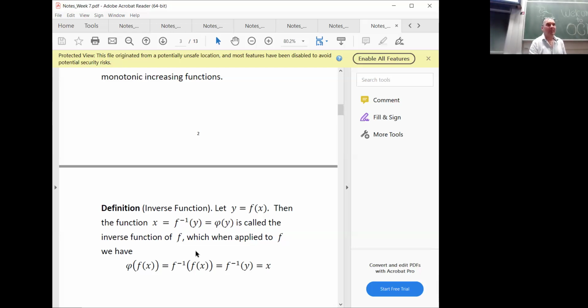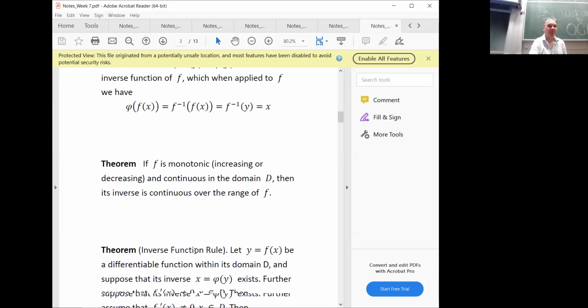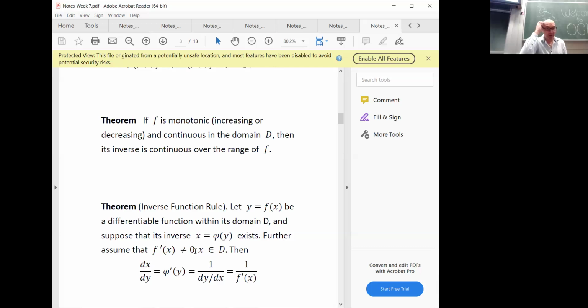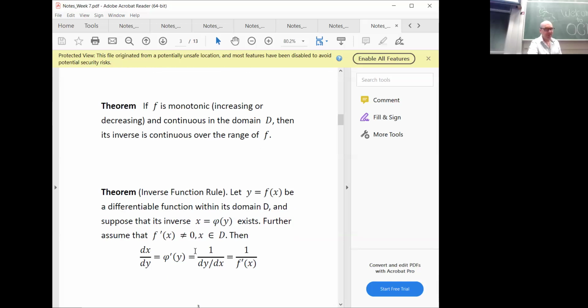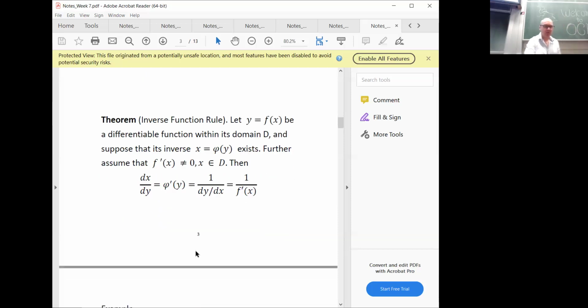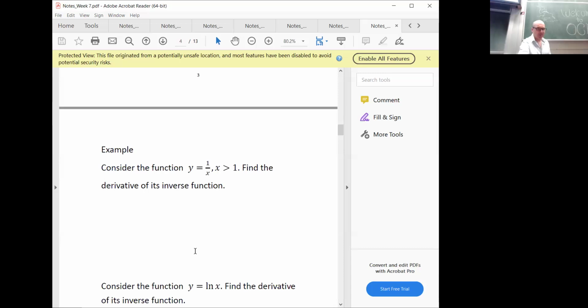I suspect we're about to get told that if f is monotonic increasing or decreasing on a domain, then its inverse is continuous over that range. So basically an inverse exists. dx on dy is equal to 1 on dy on dx, so the derivative of the inverse is equal to 1 on the derivative of the actual function.